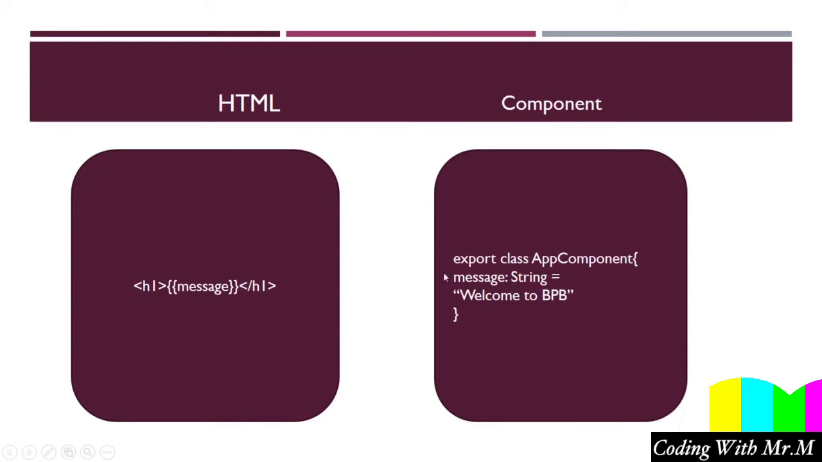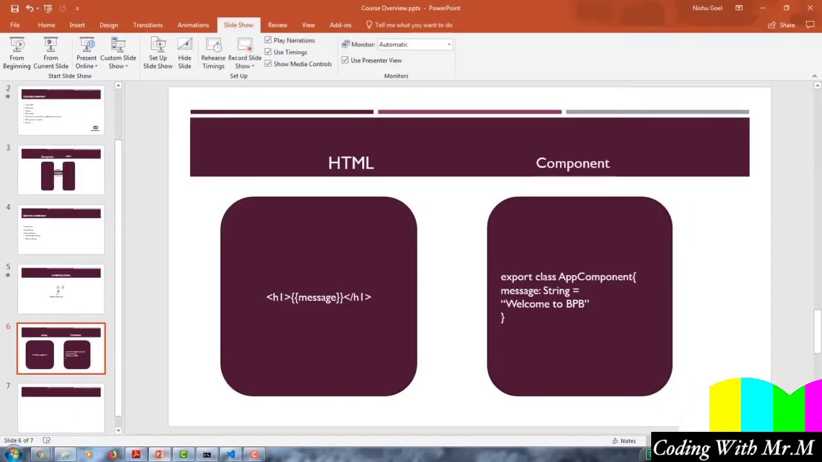Now, the value of this property message here is "welcome to BPB", which will go to the HTML and will be displayed because of these two curly braces. So this is how interpolation works. So now let's go and try doing this in Visual Studio Code.